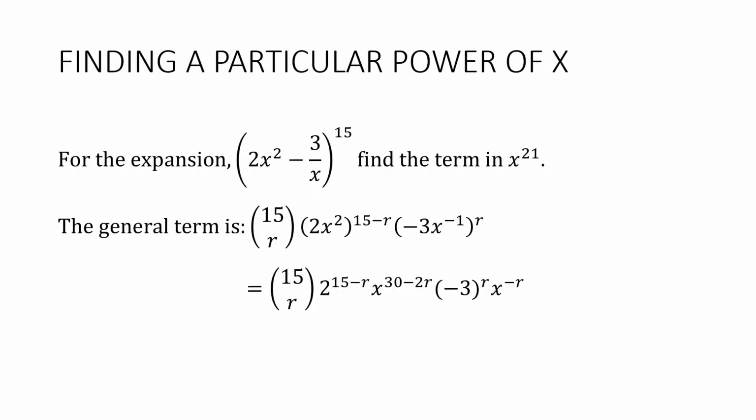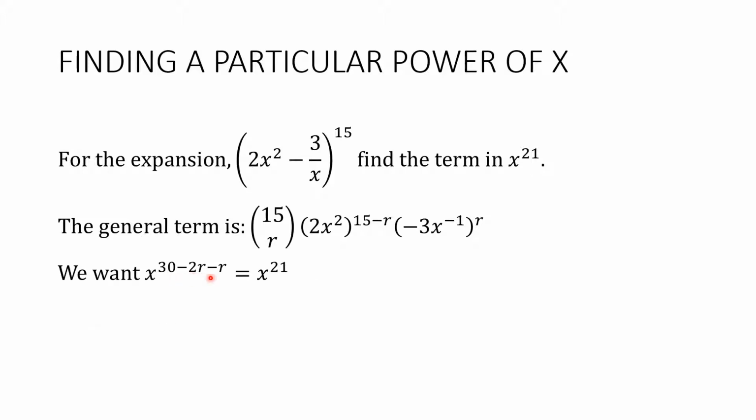I find one of the easiest methods with this is to split it into individual bits. So you can see I've done 2 to the power of 15 take r, and then x to the power of 30 take 2r, multiplied by minus 3 to the power of r, and then x to the negative r. And now we want to grab these x bits together. So when I multiply pronumerals that are the same, I add the indices. So I've got 30 take 2r plus negative r. So there it is there.